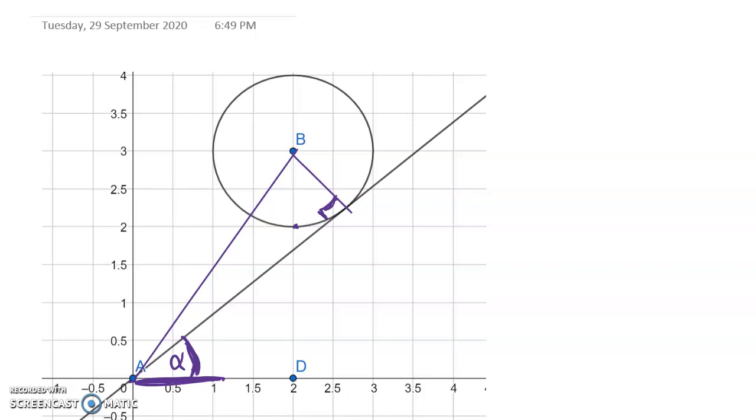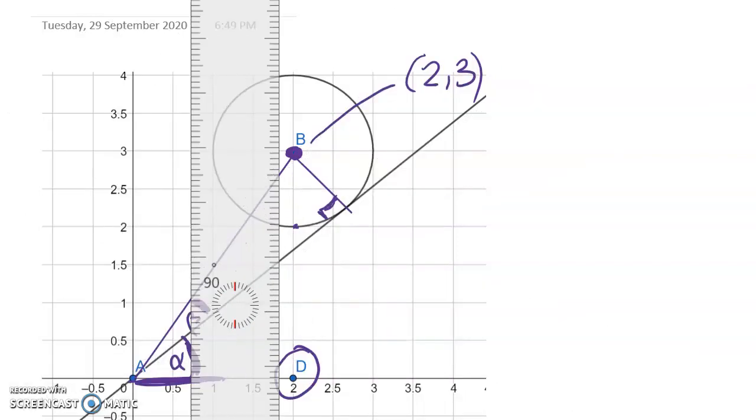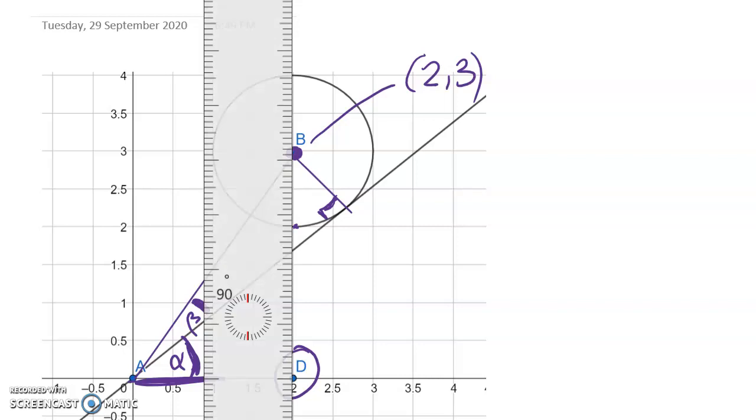Now there are two other angles that we're going to figure out. We're going to get this angle in here, which is beta, and then I know the coordinates of this point, right? This is the centre, and it has coordinates (2, 3), and I've marked in point D down here. And this is going to give me a second right angle triangle.